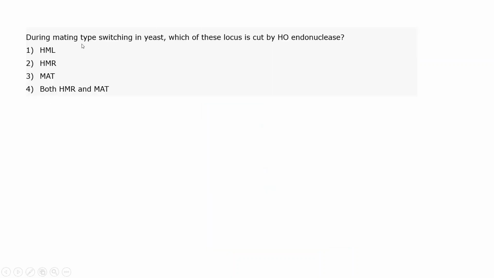During mating type switching in yeast, which of these loci is cut by HO endonuclease? HML locus, homothallic mating left; HMR locus, homothallic mating right; MAT locus; or both HMR as well as MAT locus? Which might be the answer?